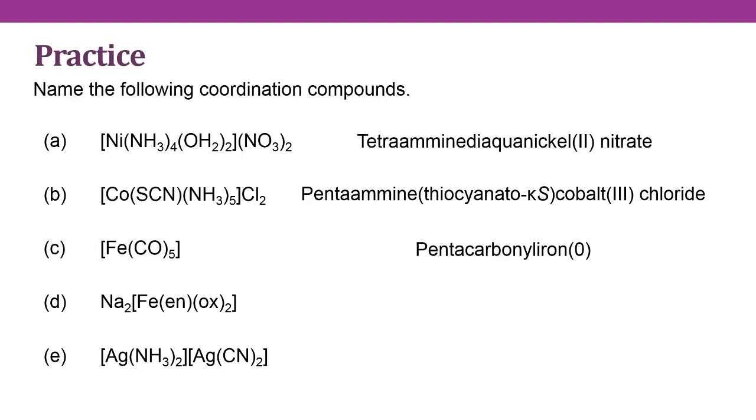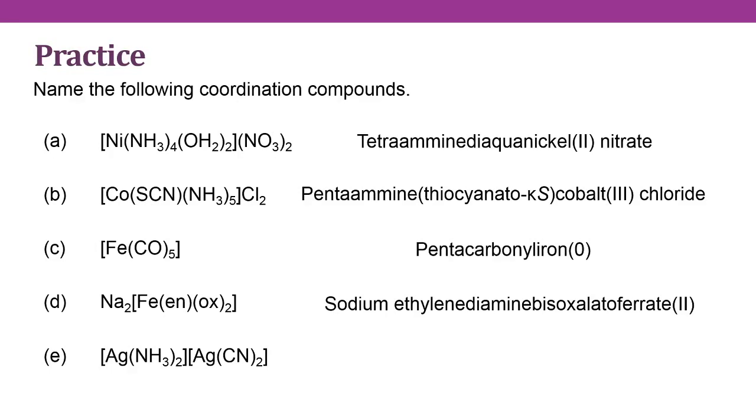So finally, to name the compound, we will have to name the cation and anion. The cation is named sodium, and the anion is a complex, so we will have to use the suffix ate. The full name of the compound is sodium ethylene diamine bisoxalato-ferrate 2.